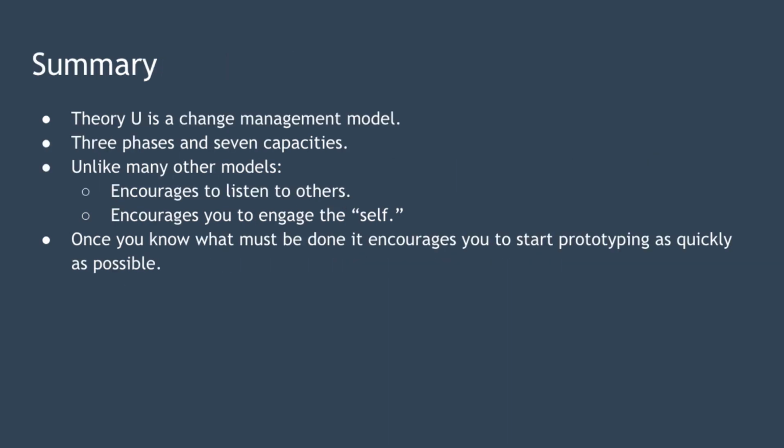So, in summary, Theory U is a change management model consisting of 3 phases and 7 capacities. Now, unlike many other change management models, Theory U encourages you to listen openly and deeply to the opinions of others and engage the self in the idea generation and selection process. The goal being that by engaging the self, you will know with absolute clarity the path you need to follow. Once you know what must be done, Theory U encourages you to begin prototyping as quickly as possible.